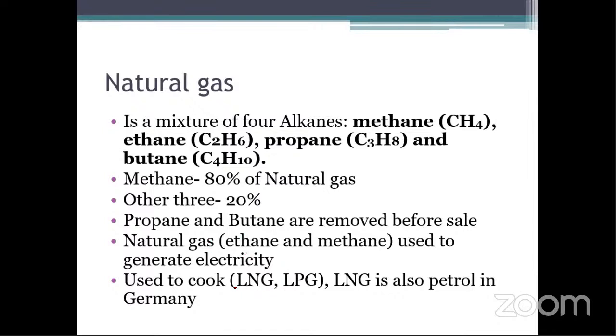Liquid natural gas and liquid petroleum gas is what they use to cook. And they use liquid natural gas also as petrol in Germany to fuel the cars.